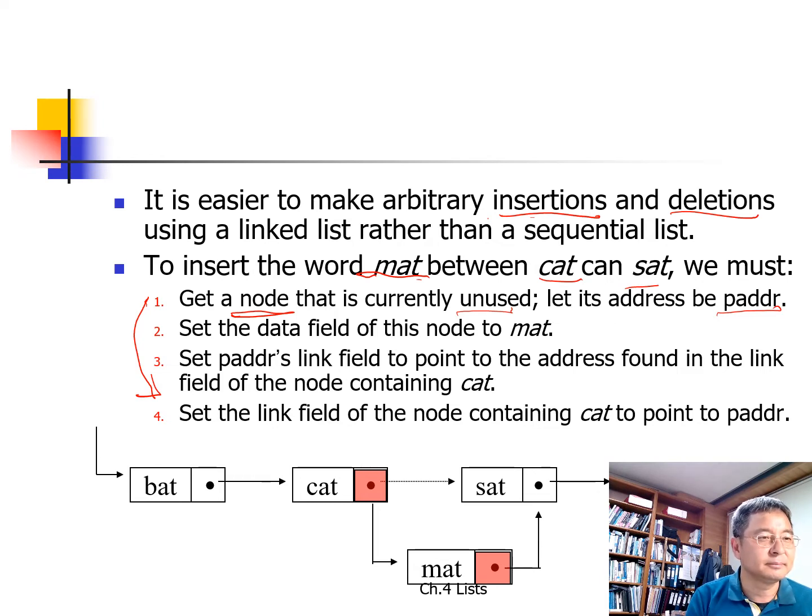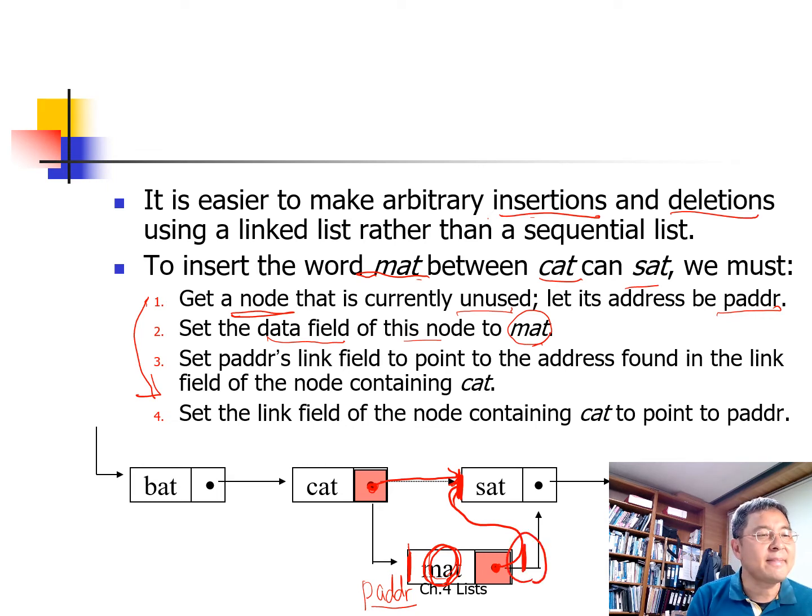Then set the data field of this node to mat. So this new node's memory address is the P address, and the data part of this newly allocated memory is mat. Okay, I want to add this mat to the list. That's our problem situation. And the P address link field will point to the address found in the link field of the node containing cat. Yes, this link will be assigned to the link field of this mat, the P address. This is the first step.